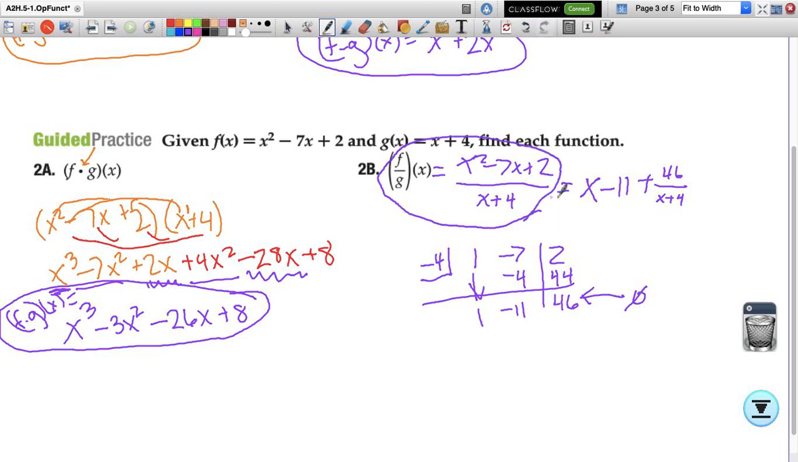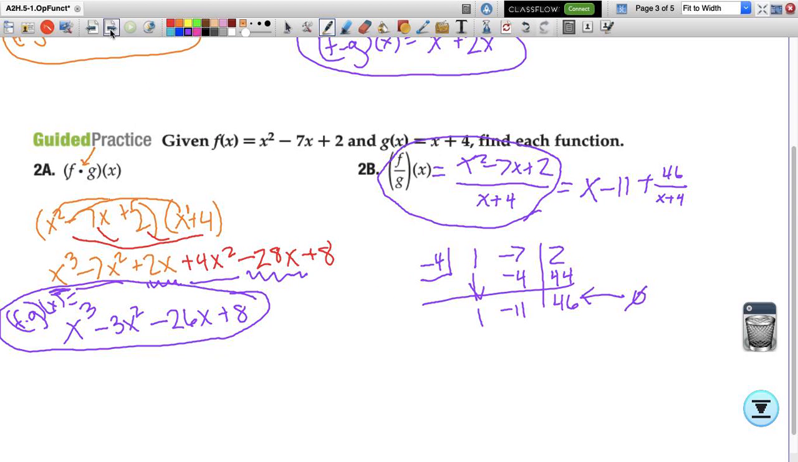Okay, so let me repeat that one more time. If you go to do the division and you end up with a remainder, it does not divide nicely. That means this is not a factor. You're going to leave it, for this specific unit right now, as the original division problem.